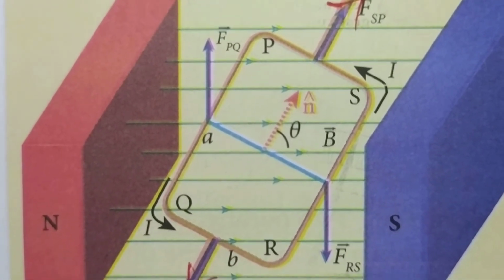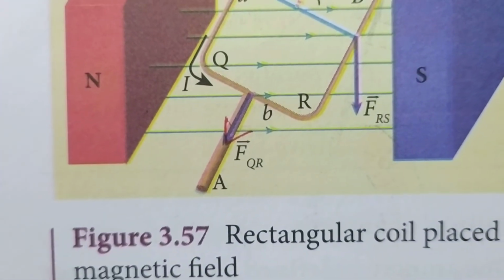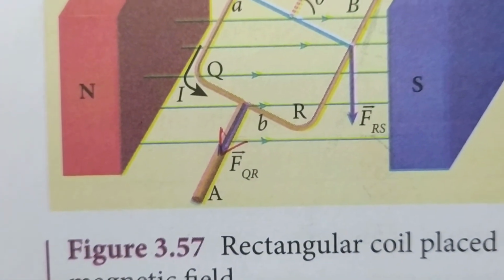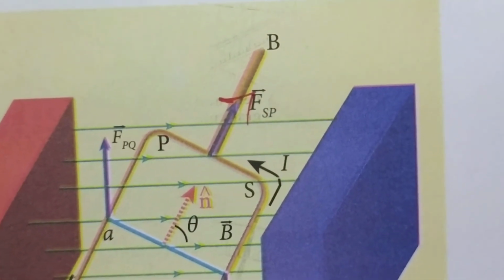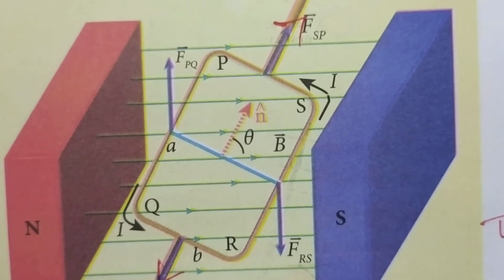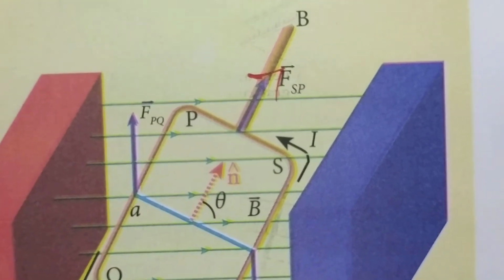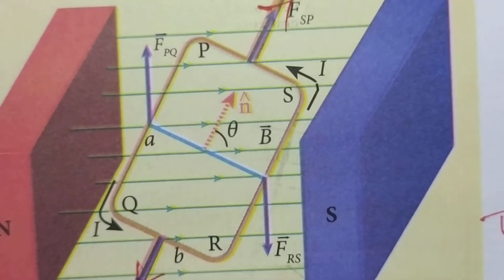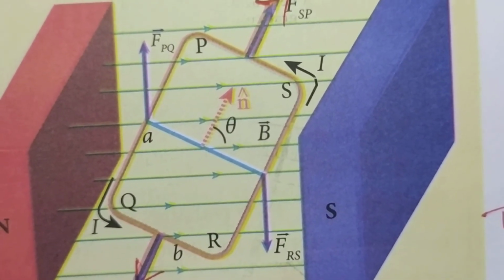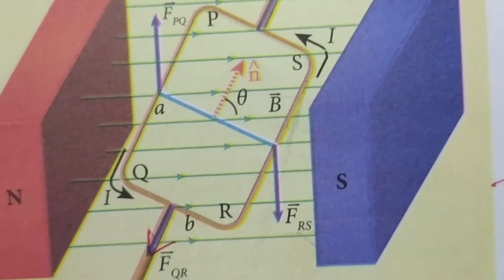FPQ vector is upwards and FRS vector is downwards, whereas when you see FQR is downwards in this direction and FSP is in the upward direction, both these directions will cancel each other because they are acting on the same line. So FQR and FSP will cancel each other, whereas only these two forces will exist, that is FPQ vector and FRS vector will exist.